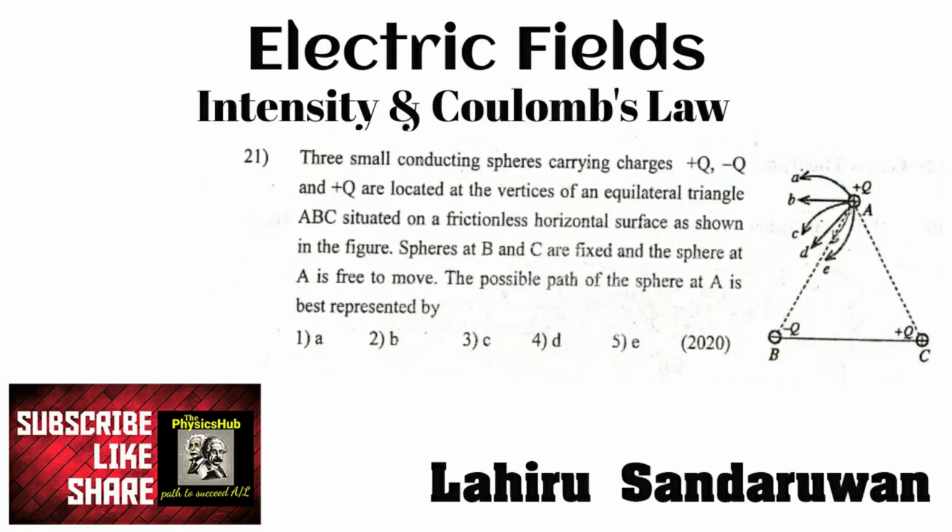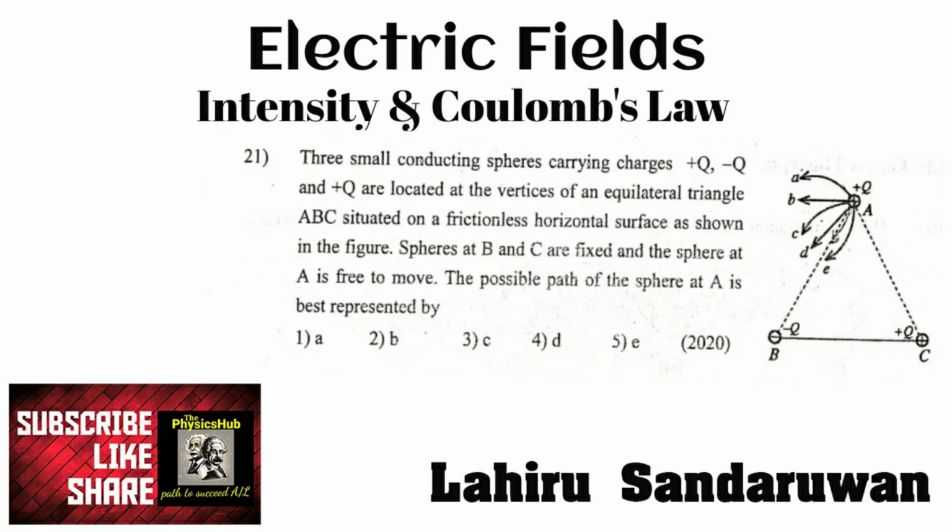Three small conducting spheres carrying a charge plus Q, minus Q and plus Q are located at the vertices of an equilateral triangle ABC, situated on a frictionless horizontal surface as shown in the figure.